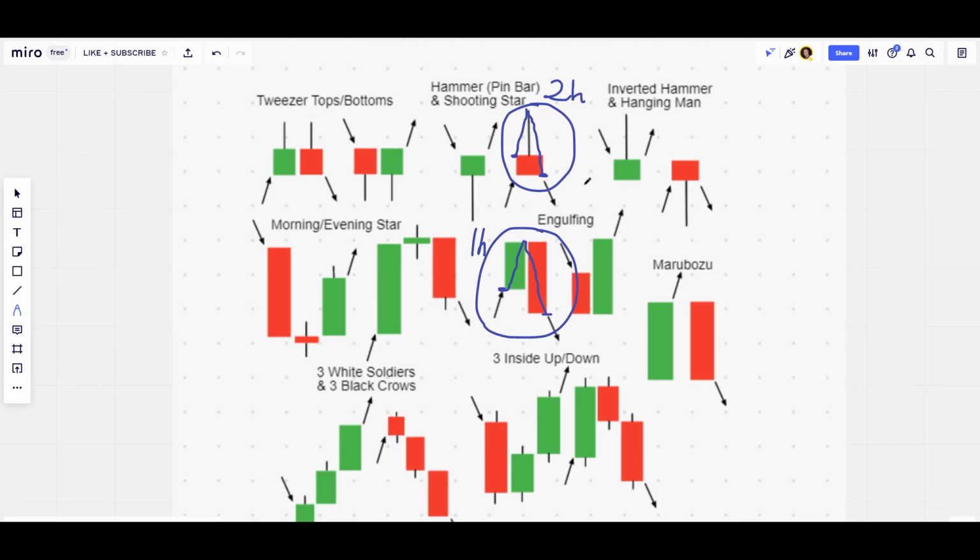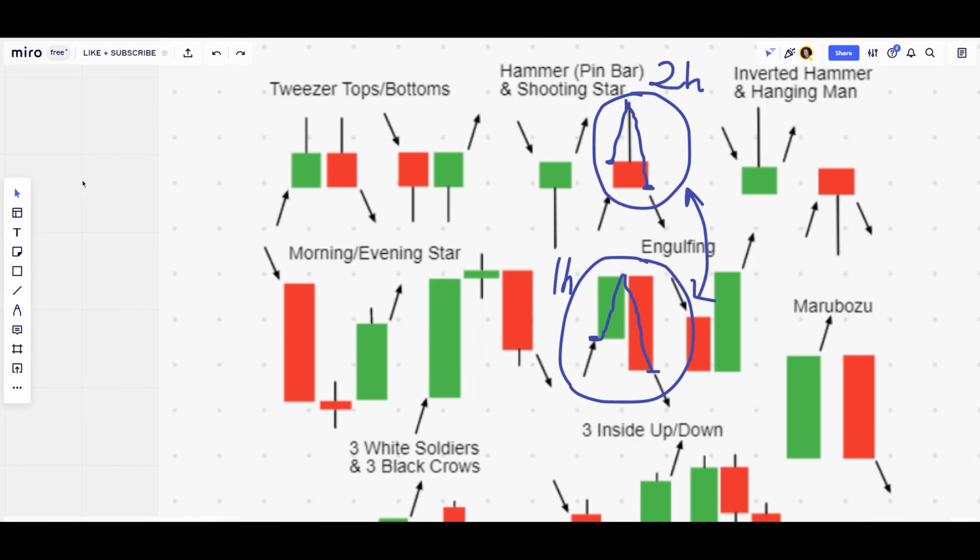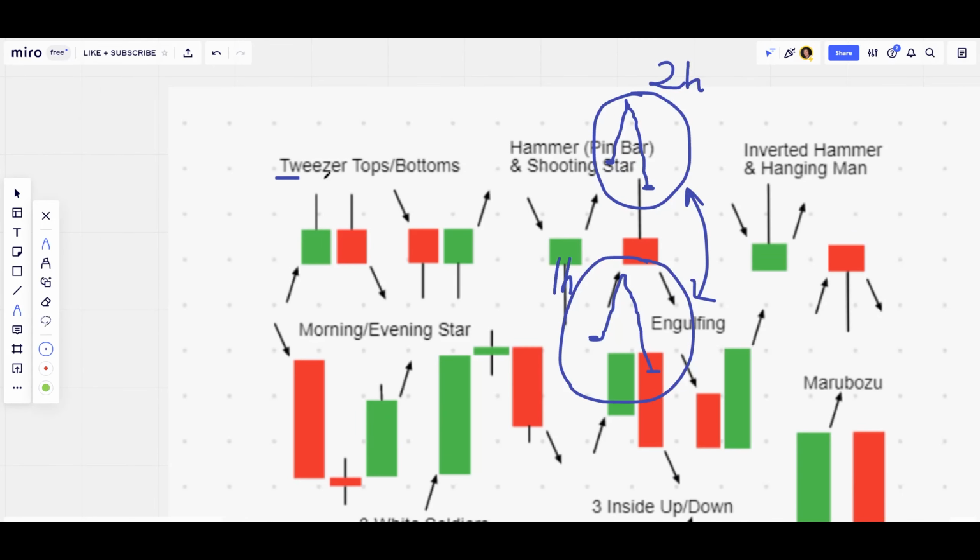Well, what's interesting is that you will see that these are essentially the same thing, except this hammer pattern is forming on a higher time frame compared to this engulfing pattern, which is forming on a lower time frame. And so now if we take a look at something like tweezer tops or tweezer bottoms, which is another traditional reversal candlestick pattern that a lot of beginner traders will memorize.